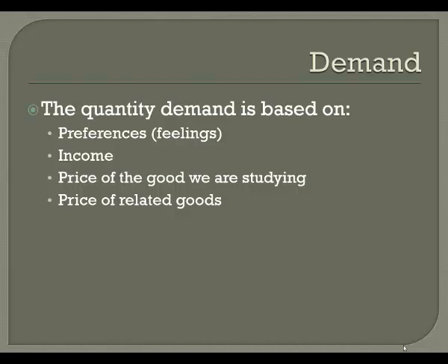Just to reiterate that last point, the demand curve itself is based on the last slide, but the amount you buy, the quantity demanded, is also based on feelings, and also on income, and also on the price of related goods. But the amount we buy is also a function of the price of the good we're studying. So if the price of the good we're studying changes, we're going to buy a different amount. And that's different than the demand curve shifting. The demand curve shifts when income changes, or when the price of related goods changes, or when preferences change.